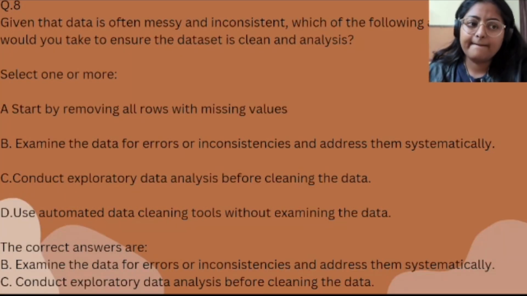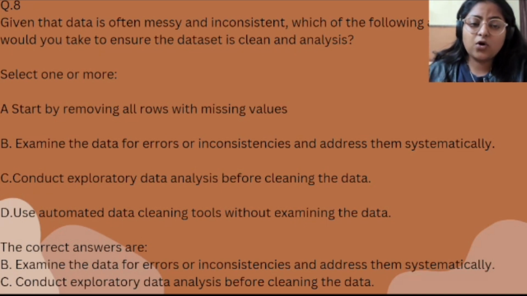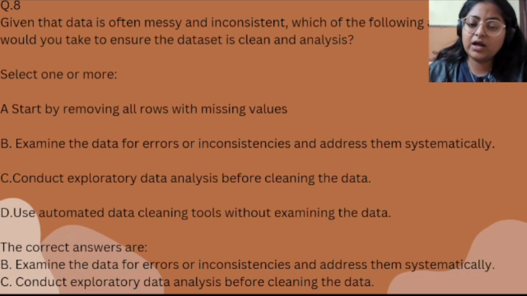Next is question number 8. Given that data is often messy and inconsistent, which of the following approaches would you take to ensure the data set is clean and analyzed? Select one or more options. Option A is start by removing all rows with missing values. Option B, examine the data for errors or inconsistency and address them systematically. Option C is conduct exploratory data analysis before cleaning the data. And option D is use automated data cleaning tools without examining the data.